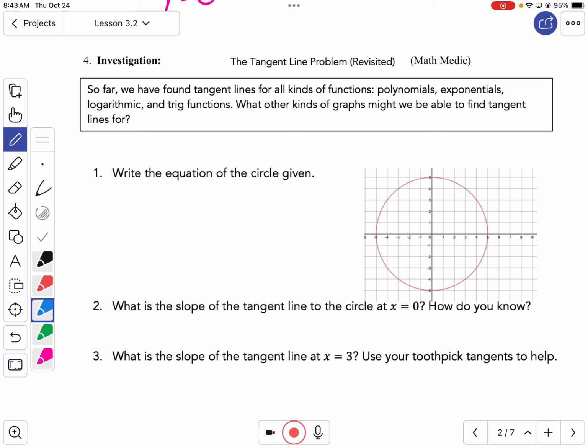Okay, so I want you to take a second, all right? It gives you a circle and asks you to do some things, talking about slopes at certain points. Work on that with your group for a few minutes, and then we'll talk through it, and it'll lead us to the process we'll use to be able to take a derivative. Okay, go.